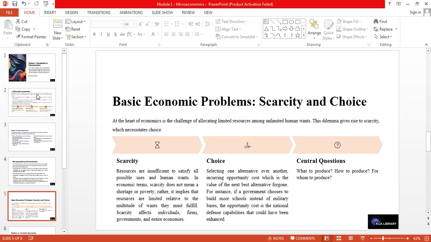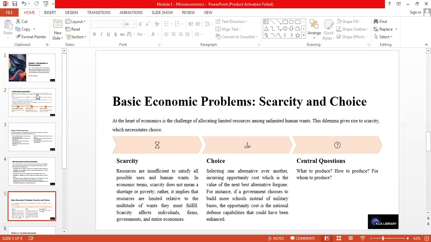And when we talk about scarcity, it actually means that resources are insufficient to satisfy all possible uses and human wants. And in economic terms, scarcity does not mean a shortage or poverty. Rather, it implies that resources are limited relative to the multitude of wants they must fulfill. And it affects individuals, firms, governments, and entire economies.